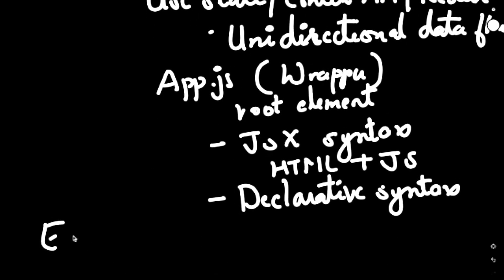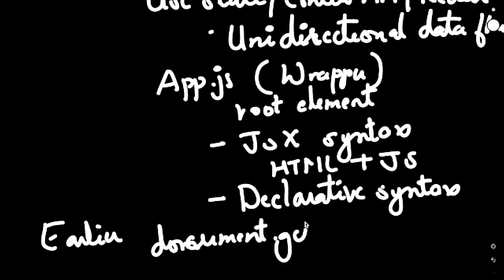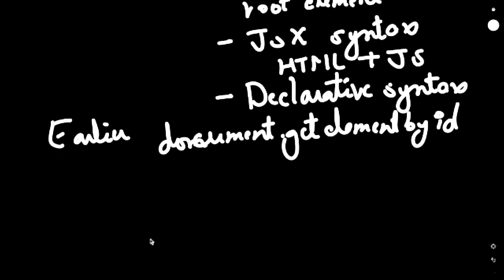Unlike imperative syntax, where you used document.getElementById and other DOM functions to refer to elements, here you could directly write declarative syntax and React would do the rest. The next feature that React.js offered was client-side rendering.